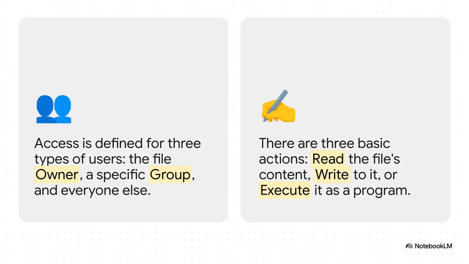Linux actually breaks this down really simply. For any file, there are three types of people. There's the owner, that's probably you. Then there's the group, which is just a specific set of users you define. And then there's others, which is, well, everybody else. And for each of those, there are three basic things they can do. Read it, write to it, or execute it, which just means run it like a program.